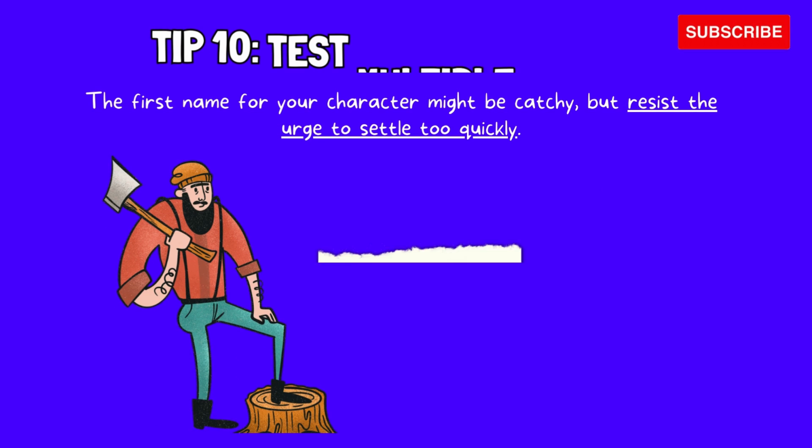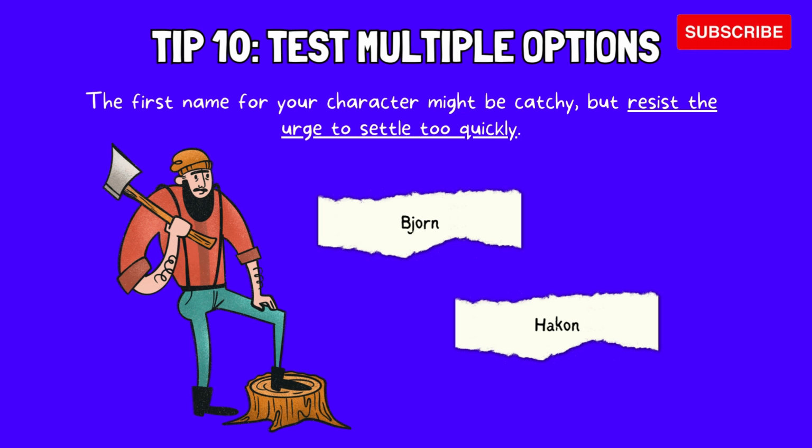Tip 10. Test out multiple options. The first name for your character might be catchy, but resist the urge to settle too quickly. Treat naming like a casting call. Play around with different options that resonate with your character's personality, background, and role in the story. Imagine your gruff lumberjack. Maybe Bjorn feels strong, but Håkon, with its meaning of high sun, hints at a noble lineage beneath his rough exterior.